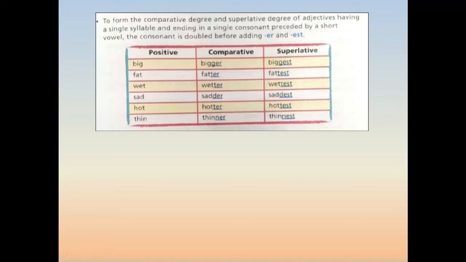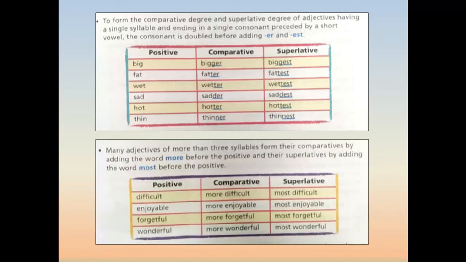Be very clear. Single syllable, last letter has to be a consonant, and before the consonant you have to have a vowel. I hope once you do some exercises, this will become more clear to you. Let's move on to the next rule. This is also in your book.